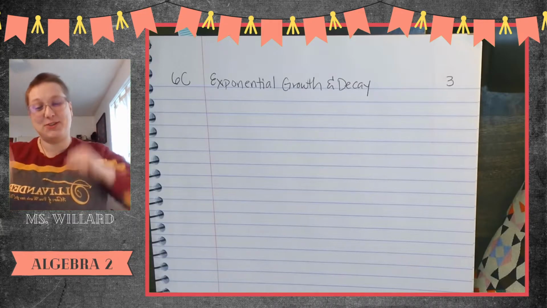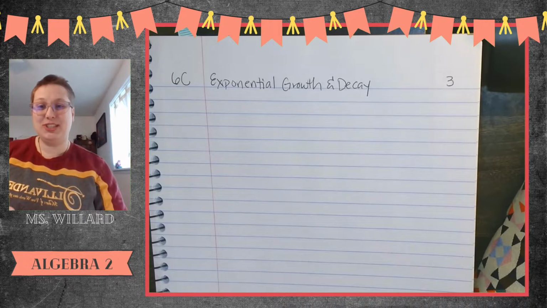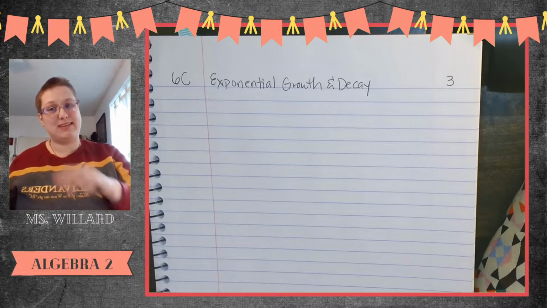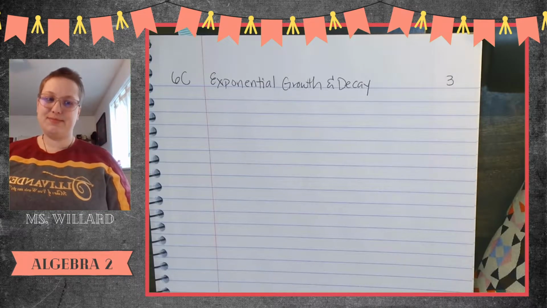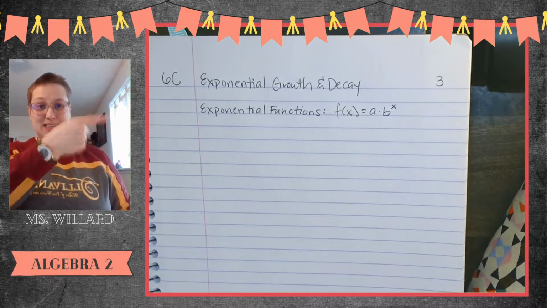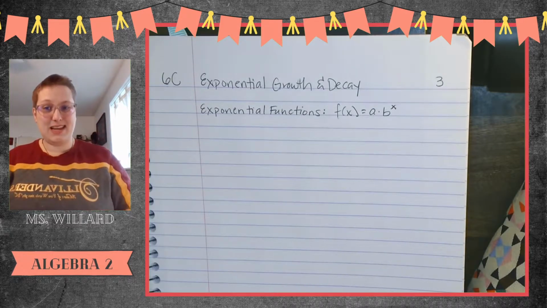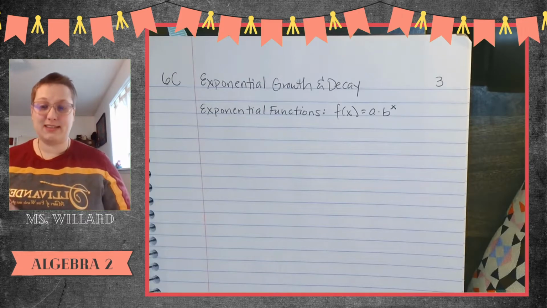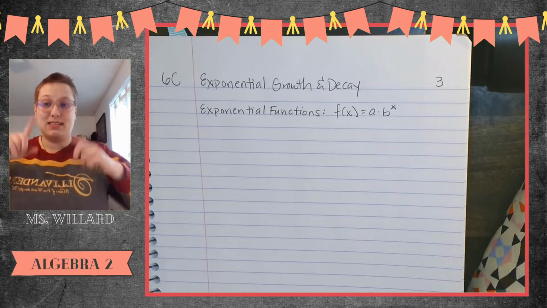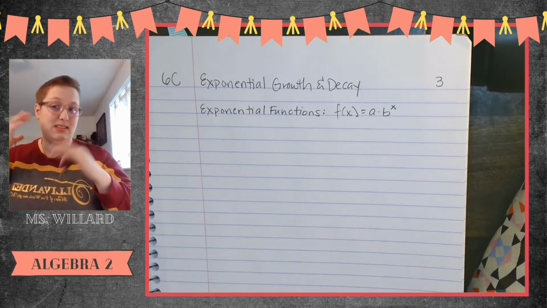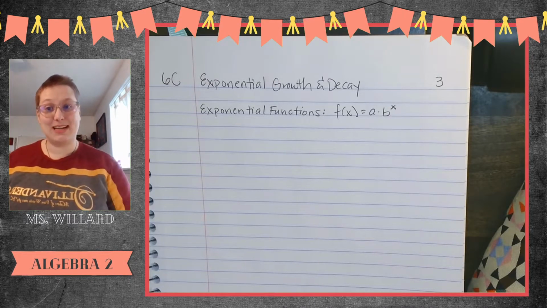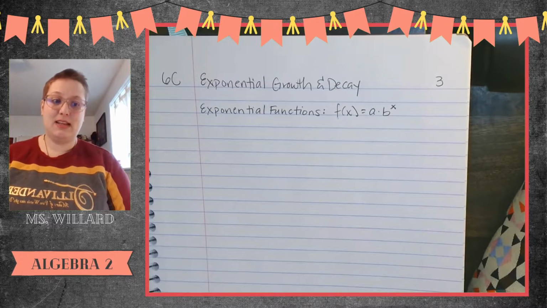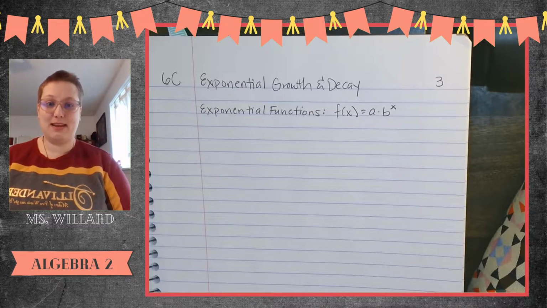We're doing exponential growth and decay, which is technically an Algebra 1 concept, but we're going to step it up just a little bit for Algebra 2. So let's get started. Exponential functions look like this: a function equals a times b to the power of x. The key here is that x is the power. It's not 2, it's not 7, it's not 300. That was last trimester. Now the power is x, so that's the thing that we don't know. Let me show you what happens when a and b change.